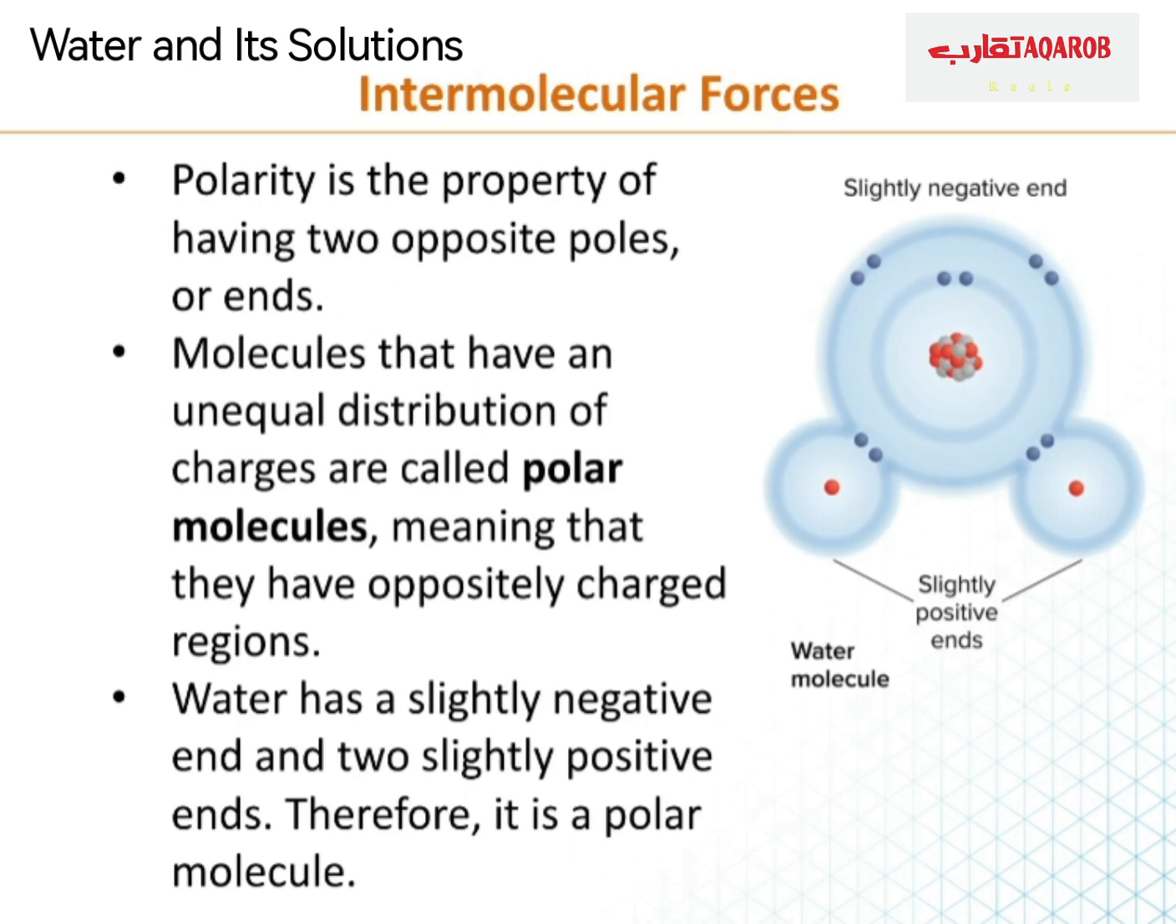Let's start with the intermolecular force. There are multiple types of force called intermolecular force. Let's start with polarity. What do you mean by polarity? It is the property of having two opposite poles or ends. Molecules that have an unequal distribution of charges are called polar molecules, meaning that they have oppositely charged regions. Water has a highly negative end and two slightly positive ends, therefore it's a polar molecule.